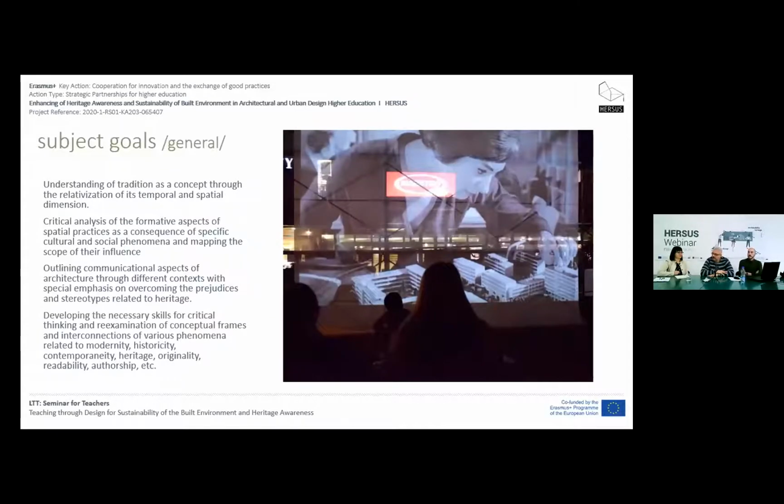Next slide. General subject goals were directed towards understanding tradition as a concept through the realization of its temporal and spatial dimension. The focus of student works was directed towards critical analysis of the formative aspects of spatial practices as a consequence of specific cultural and social phenomena, and mapping the scope of their influence. The 3rd goal was outlining communicational aspects of architecture through different contexts, with spatial emphasis on overcoming the prejudice and stereotypes related to the question of heritage. And the 4th goal was developing the necessary skills for critical thinking and re-examination of conceptual frames and interconnections of various phenomena related to modernity, historicity, contemporaneity, heritage, originality, readability, authorship, etc.